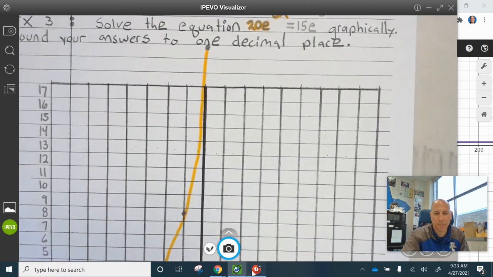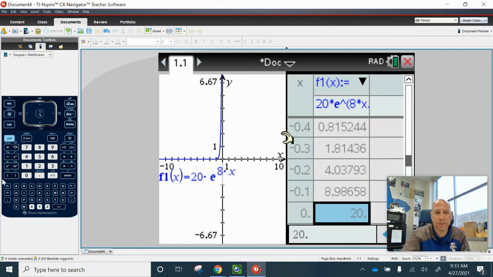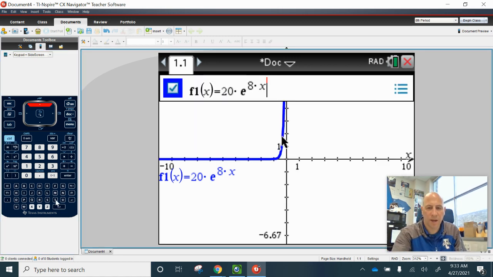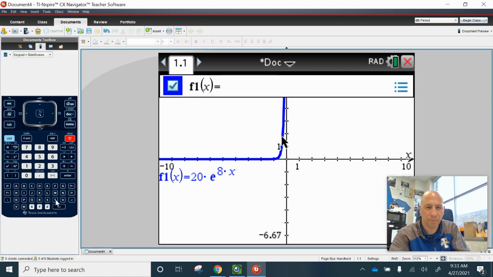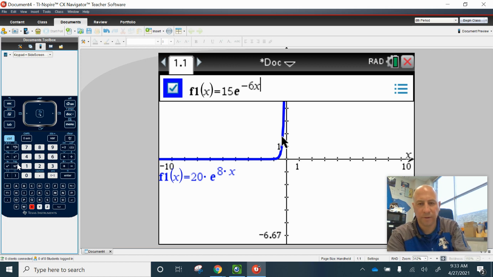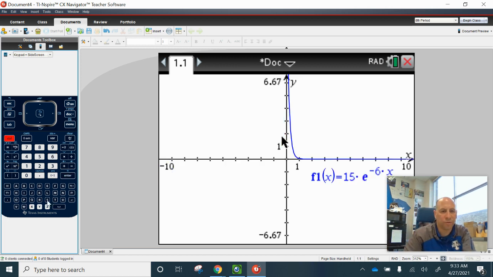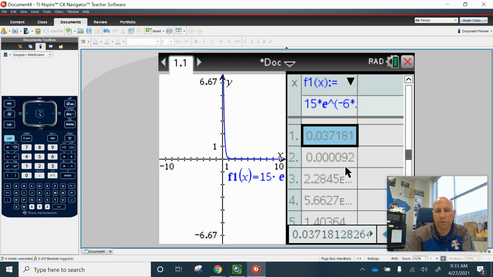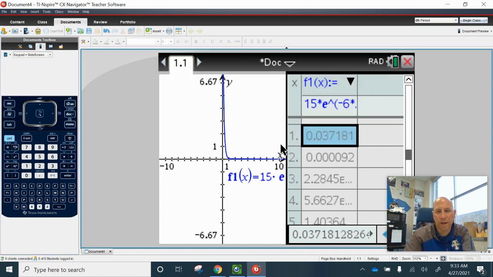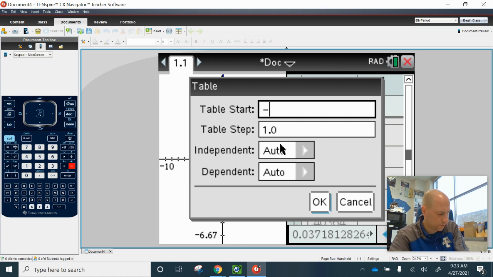Now we can leave the table the way it is, but I'm going to press Control T, Tab, and I'm going to erase this. I'm going to do 15, making sure I press this E, to the negative 6x. Press enter. Press Control T. Now it looks like I have to do my table setup again. So menu, table, edit table settings. I'm going to start at negative 0.8, and we're going to count by 0.1.